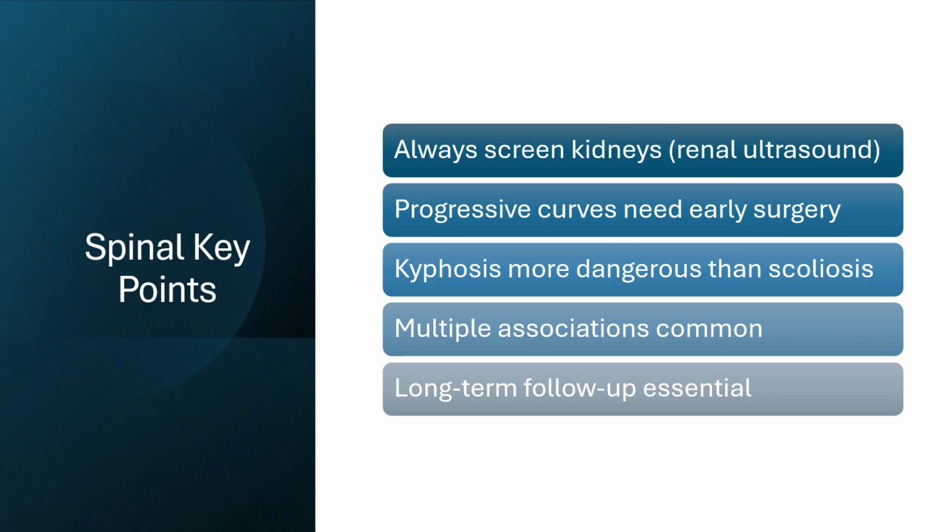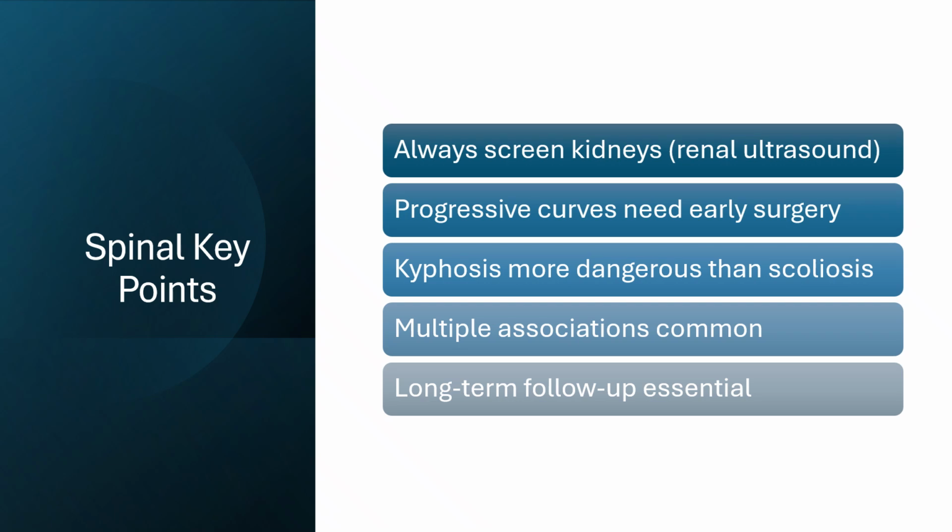Progressive curves require early surgical intervention because the underlying mechanical disadvantage will continue driving deformity throughout growth. Unlike idiopathic scoliosis, where you can often observe curves and intervene later, congenital deformities with progression potential need prompt treatment to prevent the development of severe, rigid curves that become increasingly difficult to correct and carry higher complication rates.